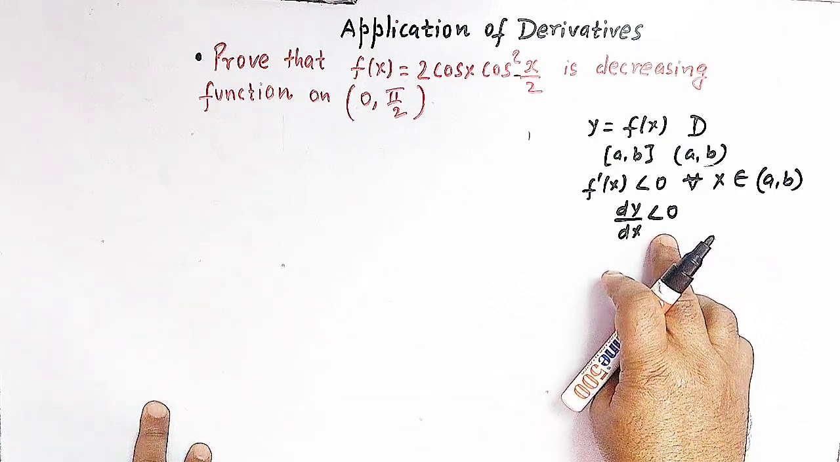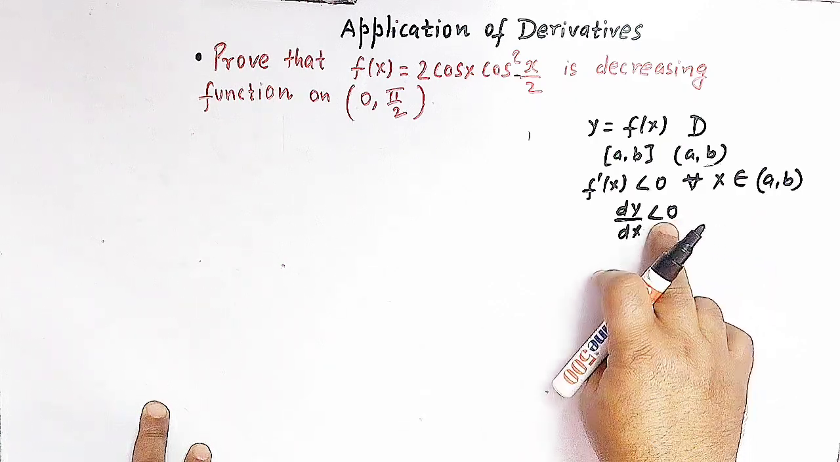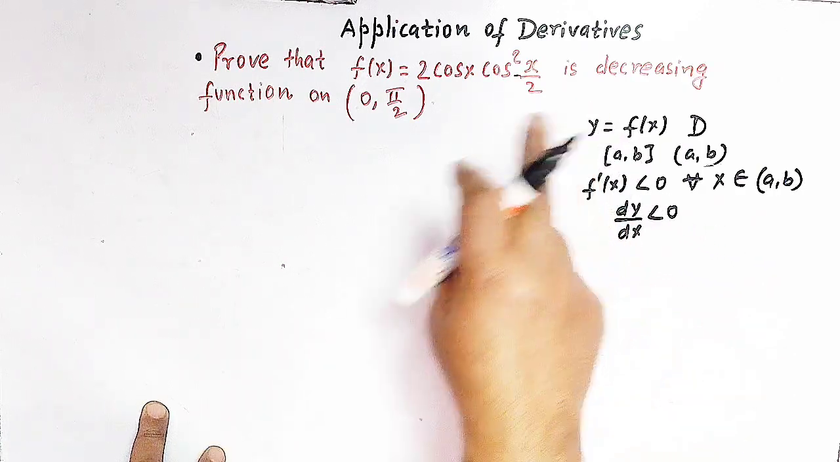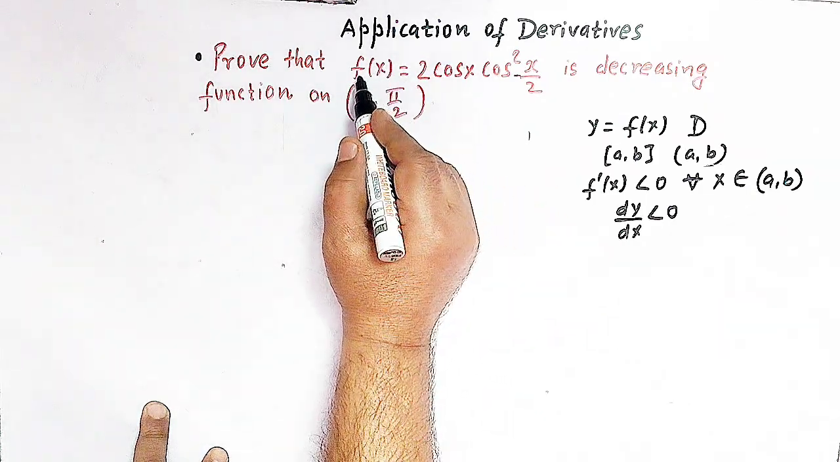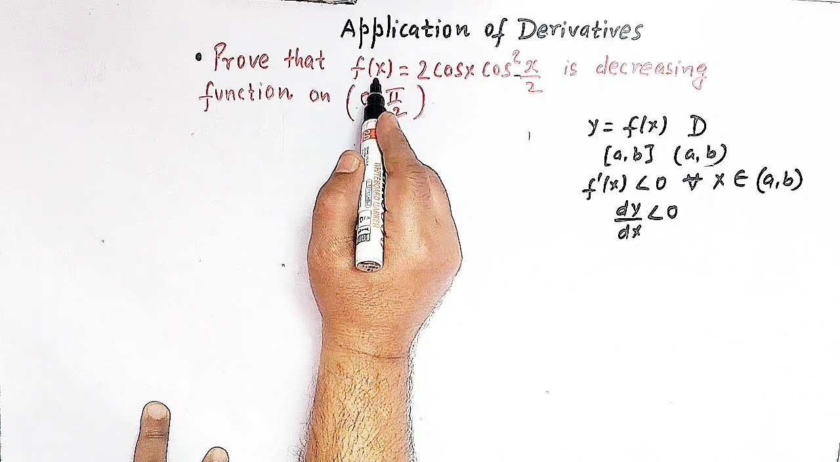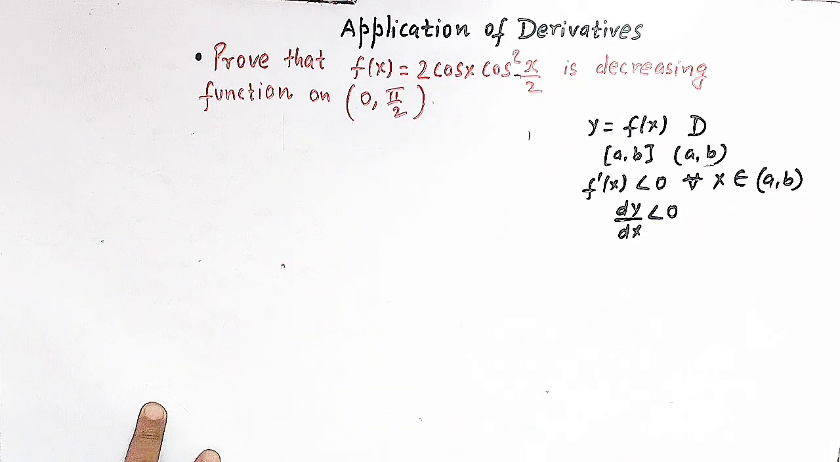So here we'll utilize this definition of decreasing function. So let us first rewrite this function f of x using an important trigonometric identity.